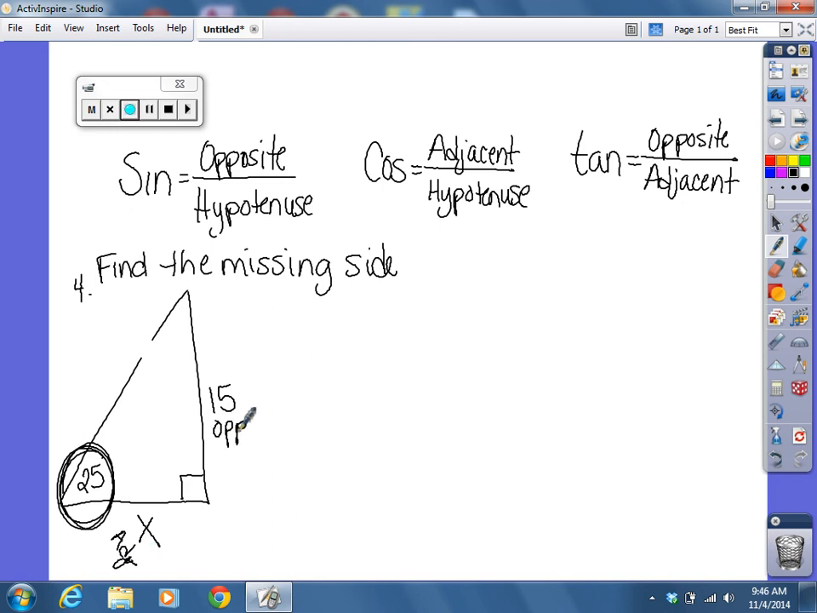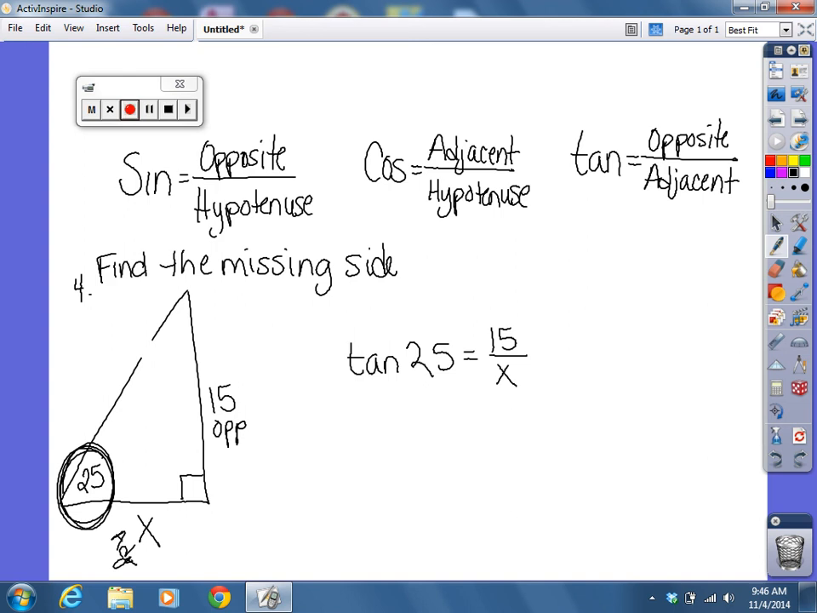So I have to set it up. Opposite and adjacent is still tan. So I still have tan of 25 is equal to my opposite, which is 15, over my adjacent. So now my x is in my denominator. I've got to do two things. And that's all it is. One more step than the last one.